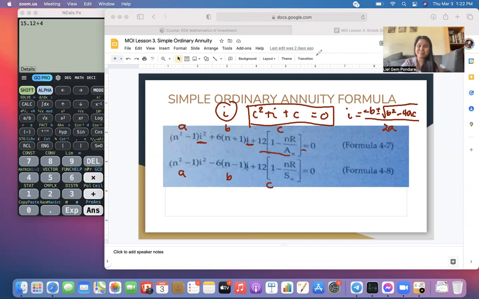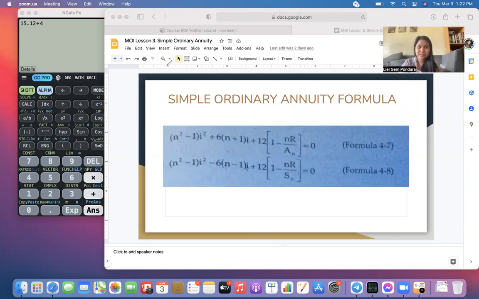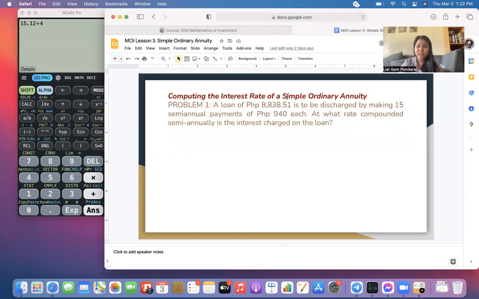Now let's start with the problem. A loan of 8,838.51 is to be discharged by making 15 semi-annual payments of 940 each. At what rate, compounded semi-annually, is the interest charged on the loan? Now, what is 8,838.51? Present value. Very good. It's our present value, our A sub n.